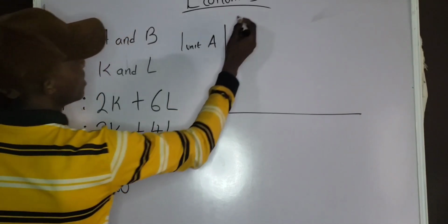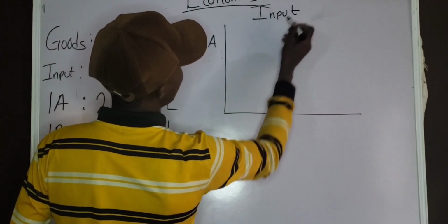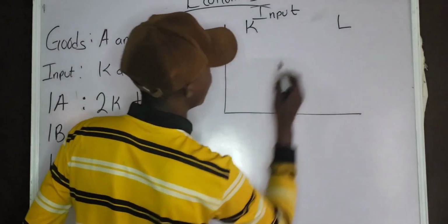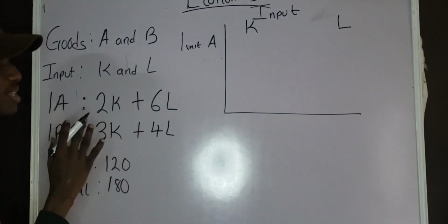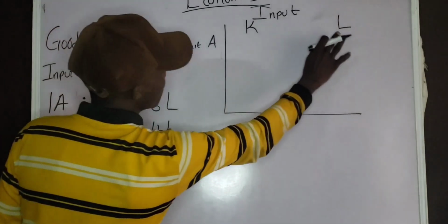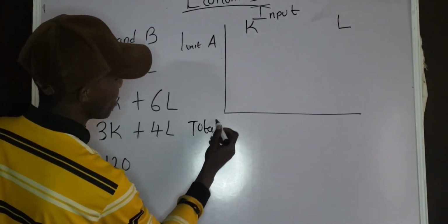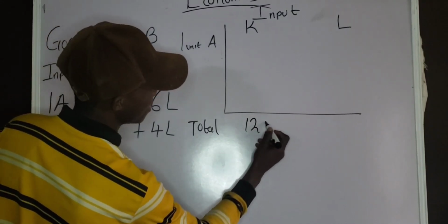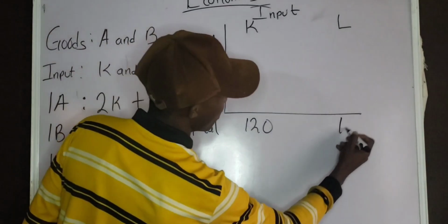Let us call this the inputs. We have input K, and we have input L. Are you paying attention? Please, I want you to pay attention in this place. Now, the total amount of input K available for the firm is 120. Let me write it 120. And the total amount of input L available is 180. Let me write it 180.